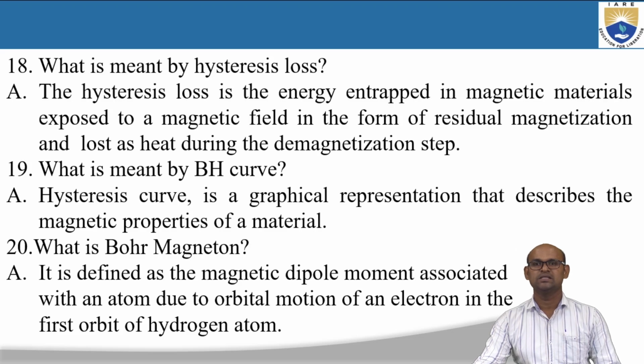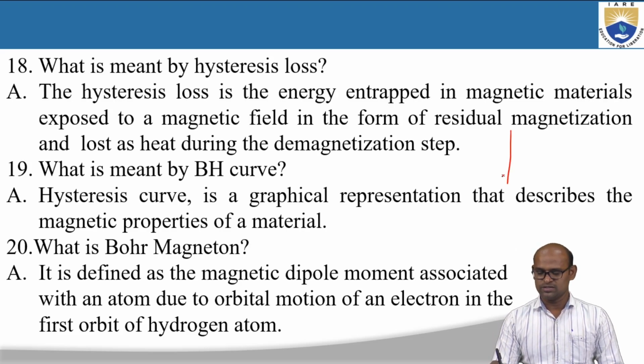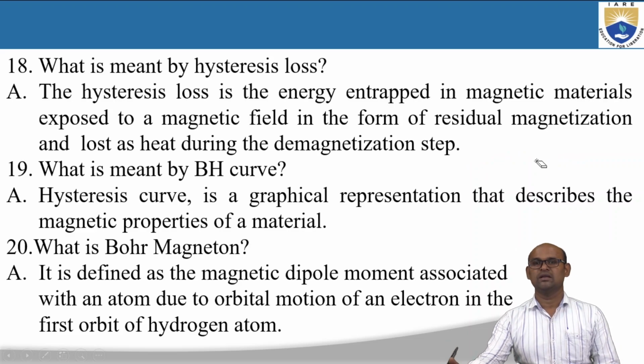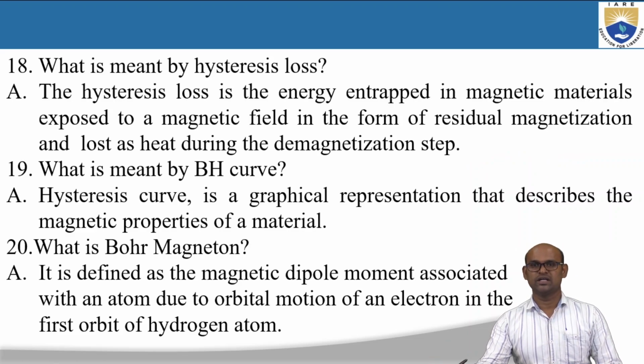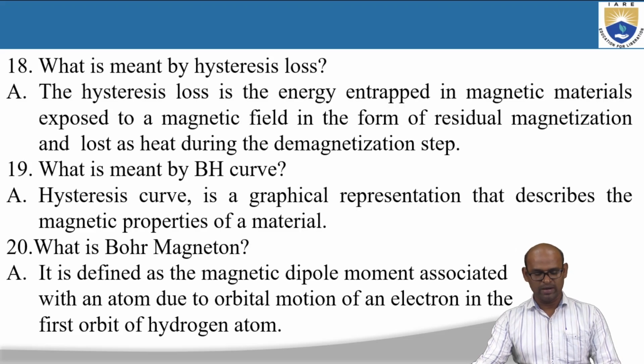What is meant by hysteresis loss? The hysteresis loss is the energy entrapped in magnetic materials exposed to a magnetic field in the form of residual magnetization and lost as heat during the demagnetization step. So, in the hysteresis, we apply a magnetic field in this direction, and then magnetic induction will increase. As I remove it, it will decrease. As we reverse the direction of the magnetic field, again it will go to zero. So there is an energy loss in the material when we apply a magnetic field and change its direction, and the energy loss comes out as heat during the demagnetization step.